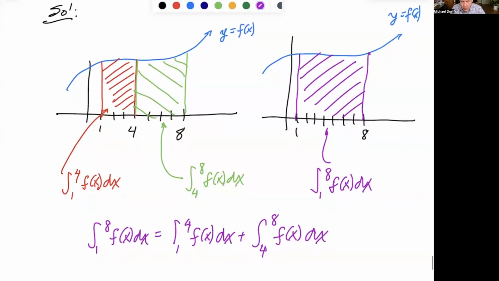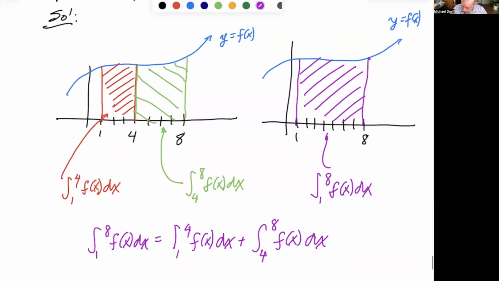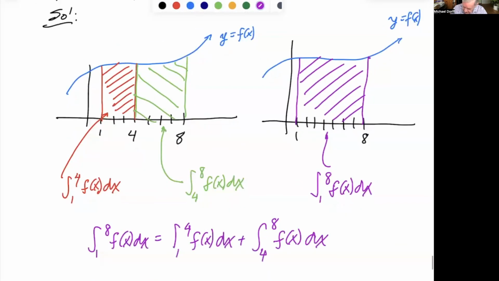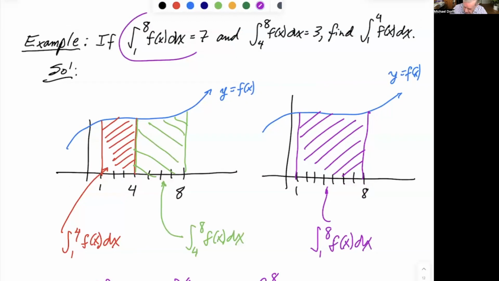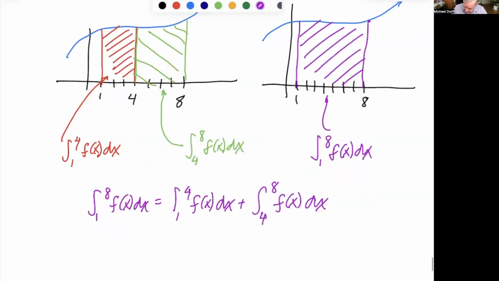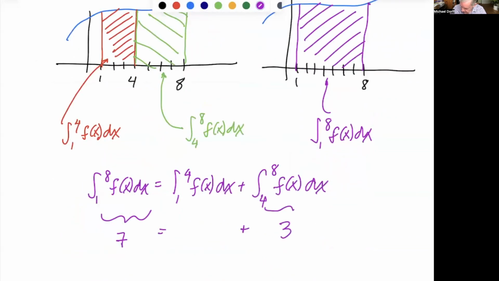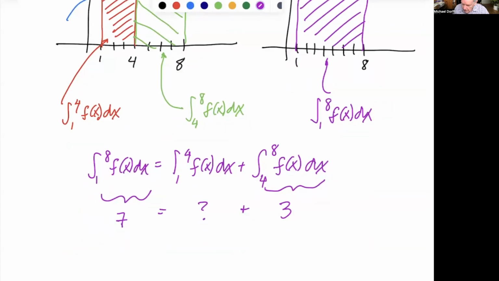In fact, this is one of the properties that we mentioned earlier. I think this was property number 4. All right, so let's just fill in what we have here. We were given originally up here that the integral from 1 to 8 was equal to 7. So this is 7. And we're given here the area from 4 to 8 is 3. So this one was 3, and this is what we want to find out. This is our unknown.